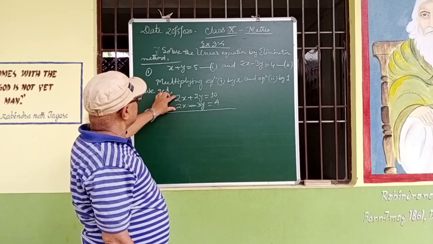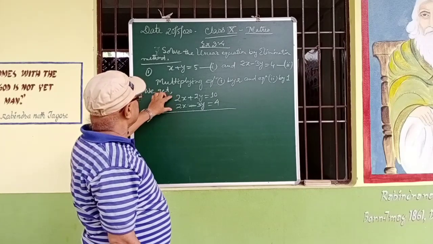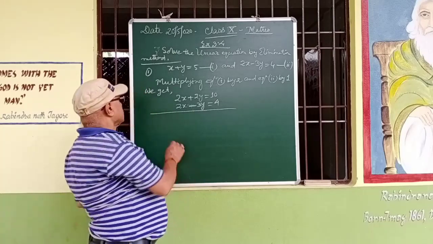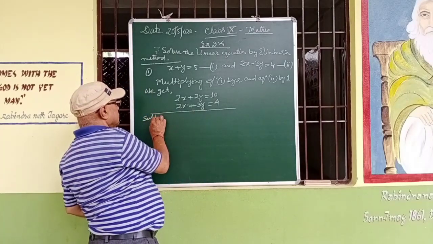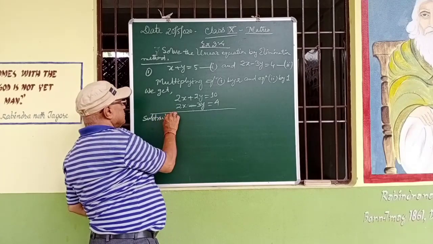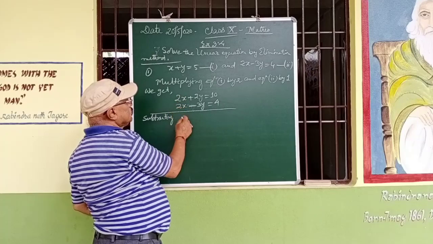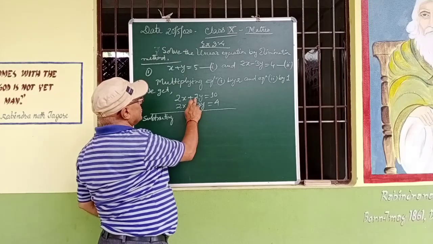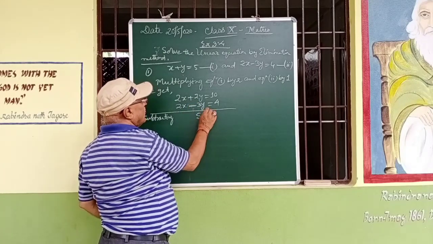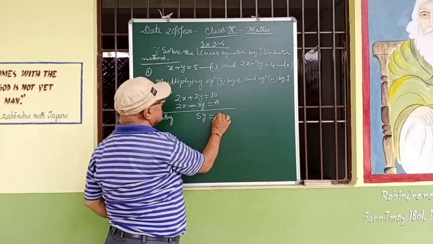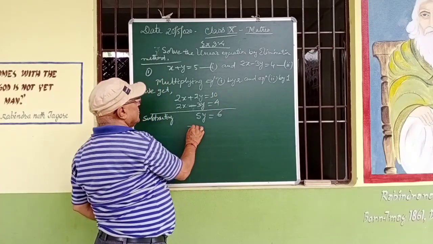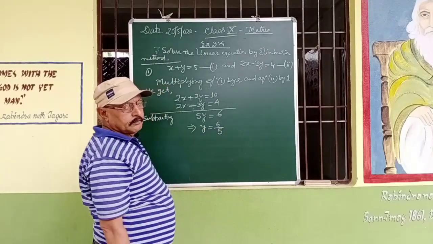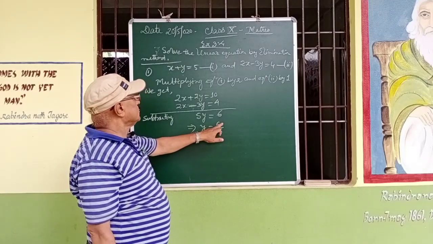When these two are equal and these two have the same sign plus, then we subtract. Subtracting, when you subtract this, then it will be 0. So this sign will be plus. So minus plus 3 plus 2, 5y is equal to 10 minus 4 is 6, or y is equal to 6 by 5. Now we got the value y is equal to 6 by 5.